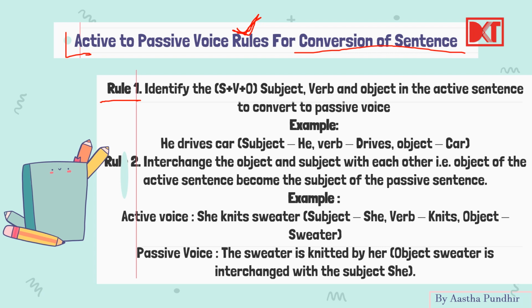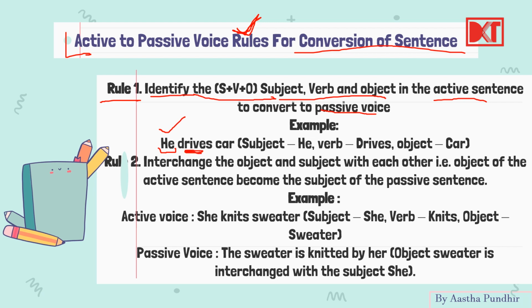Let's see. First rule is identify the subject plus verb plus object. Okay. So subject, verb and object को हमें identify करना है in the active sentence to convert to the passive voice. पहले identify करना है. मतलब हमें पता होना चाहिए कि subject क्या है, verb क्या है, object क्या है. Subject यहाँ पे क्या है? The main idea, the main focus. He drives car.